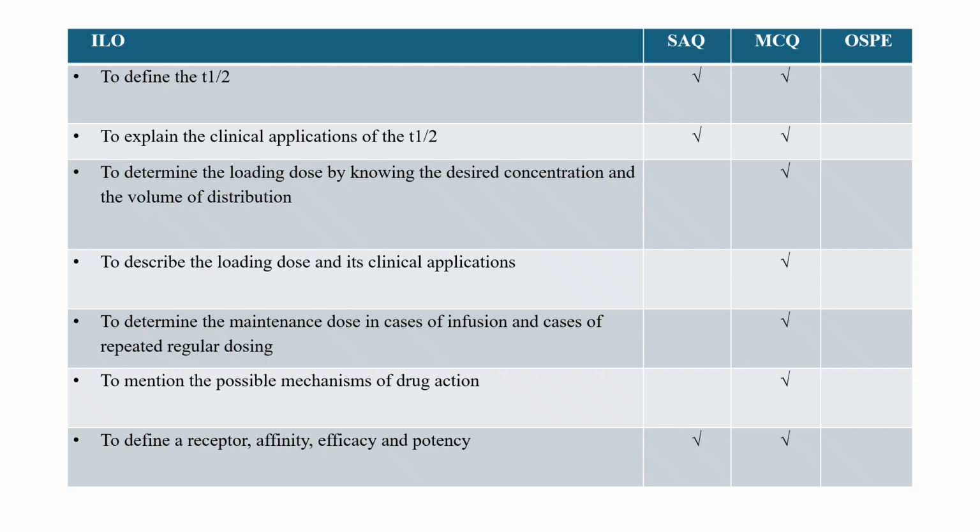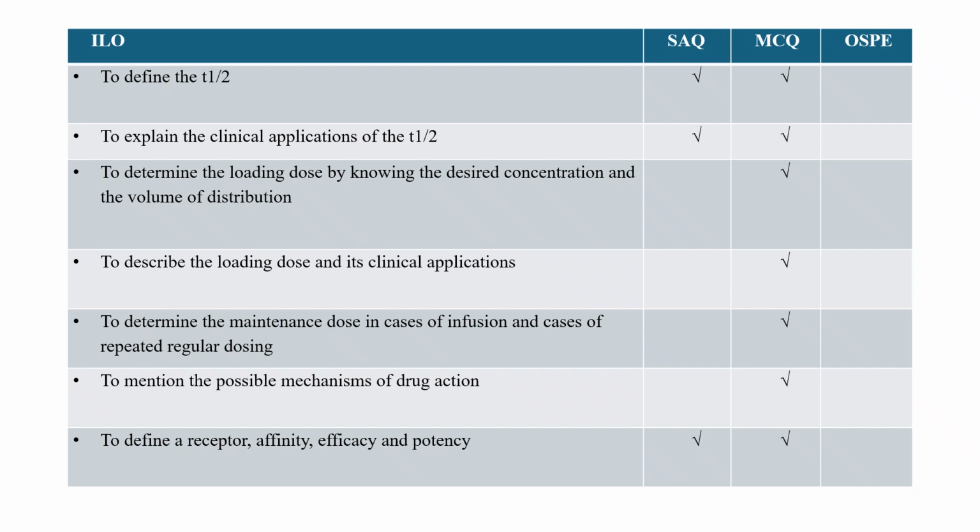If I am giving the maintenance dose by infusion, it is per unit time, like I'm infusing a certain concentration per minute or per hour, so I don't need to multiply by a time interval. However, if I'm giving this drug by repeated dosing, I need to multiply whatever I get from multiplying the steady state concentration times the clearance by my dosing interval, because this is not a constant infusion. This is a dose that is given at regular intervals.